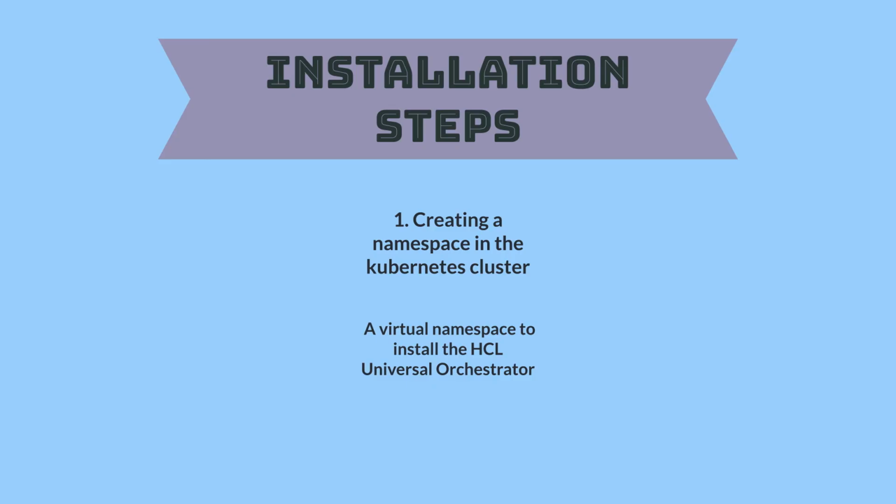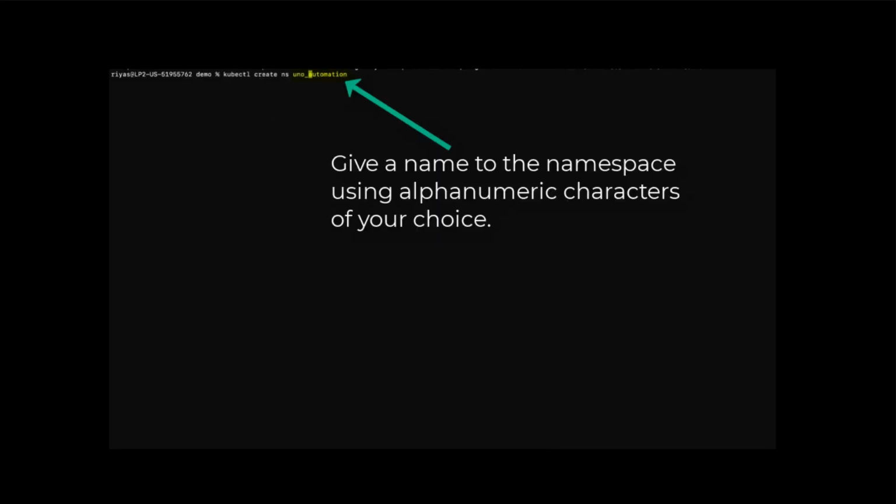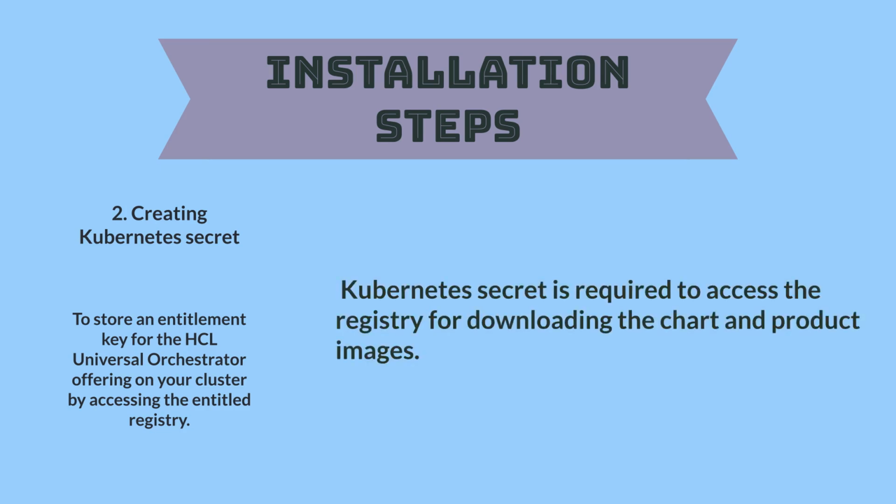Create a namespace in the GKE cluster to host the Universal Orchestrator. Ensure that gcloud and kubectl are installed and configured on your local machine to communicate with the Google Cloud Platform and run the commands related to the deployment. To create the namespace, open the command line and run the command kubectl create namespace. The namespace is created.